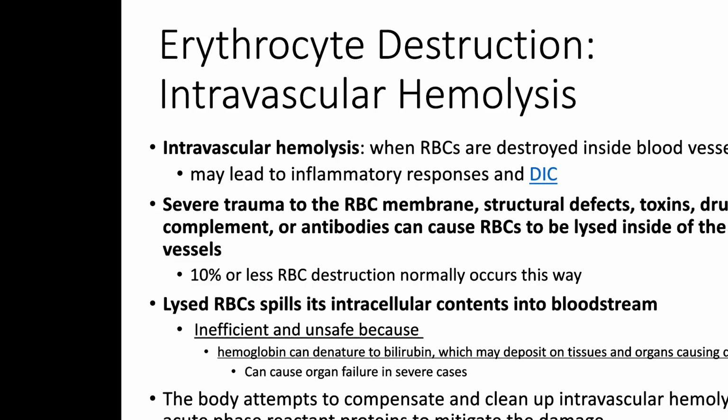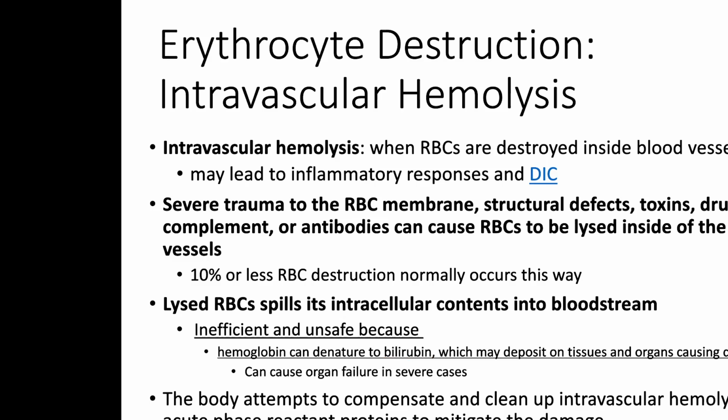So what happens is that the RBC just pops open like a balloon, and it just starts spilling the inside of the red cell into the bloodstream. And the reason that we don't want this is because the hemoglobin can become bilirubin. And if you've seen bilirubin crystals, they're very sharp and really not meant to be anywhere outside of your liver. So when that happens, it'll deposit on tissues and organs, which will cause damage. And if it's bad enough, then it can cause organ failure.